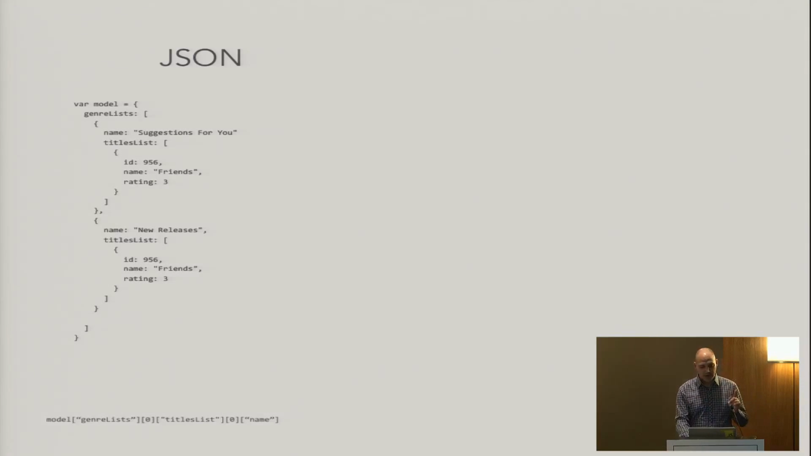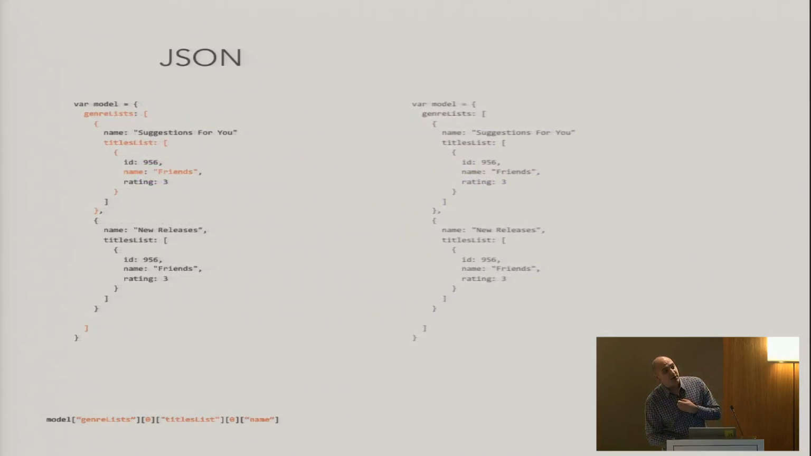First we'll just show path evaluation on a JSON model. I think you all know how it works. We just keep looking up keys until we find the value we're looking for, right? So I'm going to take this JSON model. In this case, we found Friends, which is the name of the first title in the first genre list of your Netflix personalized titles. So let's take this model and let's convert it into a JSON graph.